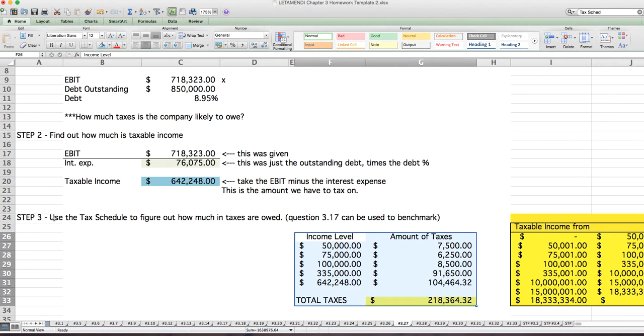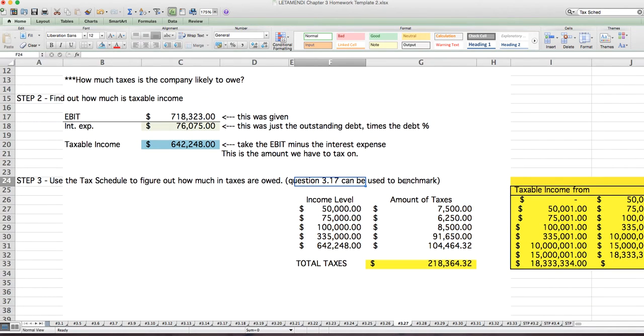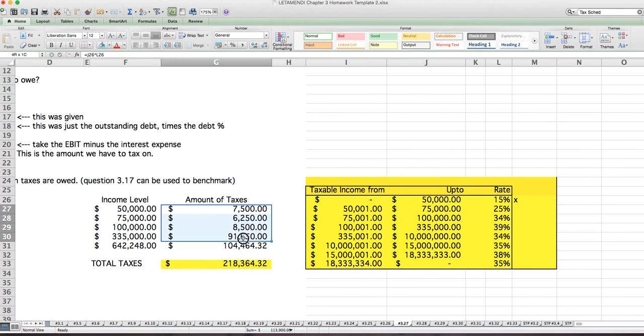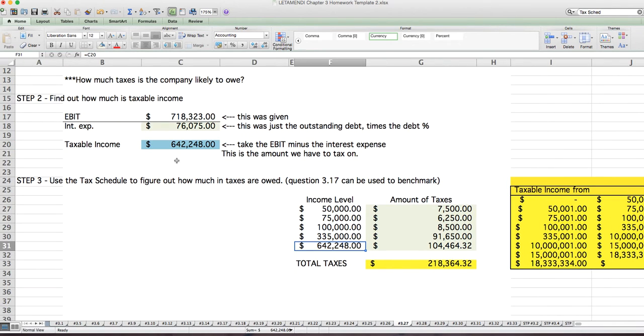The third step is to use the tax schedule to figure out how much in taxes are owed. So you can definitely use question 3.17 as a benchmark. Just to show you, these were all calculated by me. And so now we know that they have $642,000 as taxable income, right?